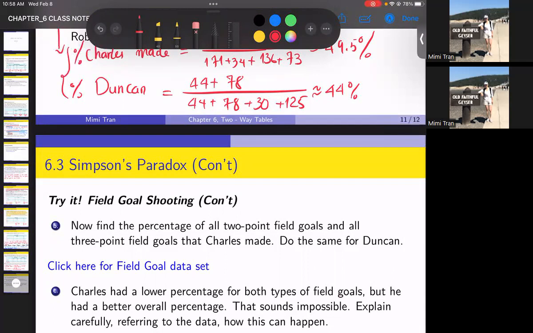So equal 171, which is D2 there, divided by the total of 2-point shots, or 2 shots, right? Which is here, 171. I think I can just click on that again. And then plus that, right, plus the 136. I'm gonna round it because I don't like it like that. There's more than one way to do this. So let's round first.